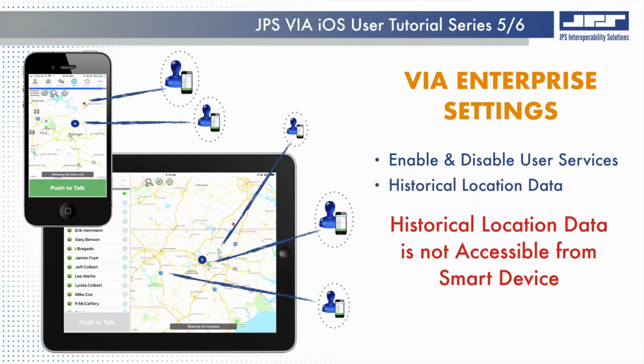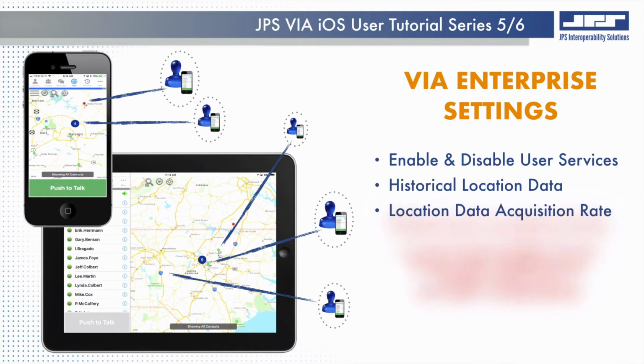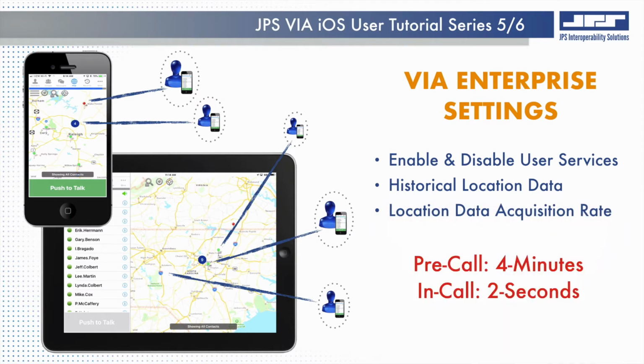Historical location data is accessible from the VIA web portal by your designated VIA administrator only. Note that historical breadcrumb data is not accessible from VIA users' smart devices in the field. The administrator can also control the rate at which positional data is gathered.